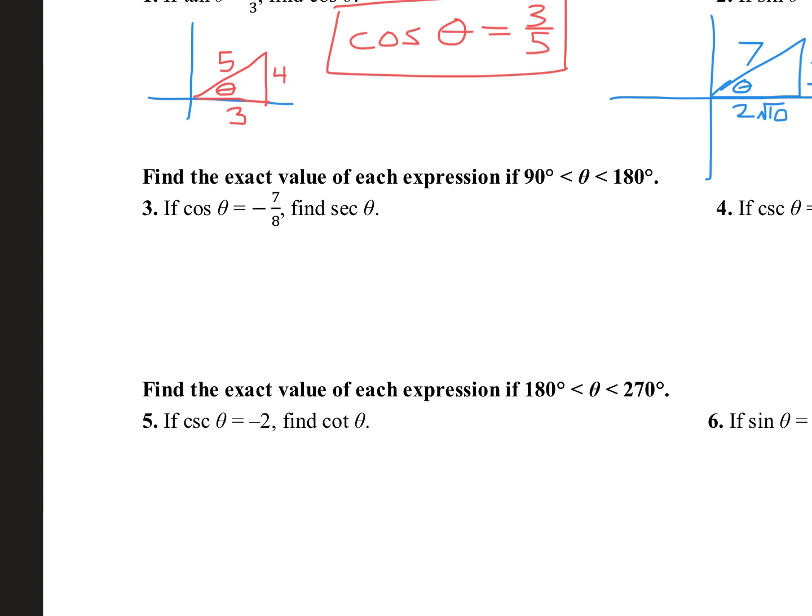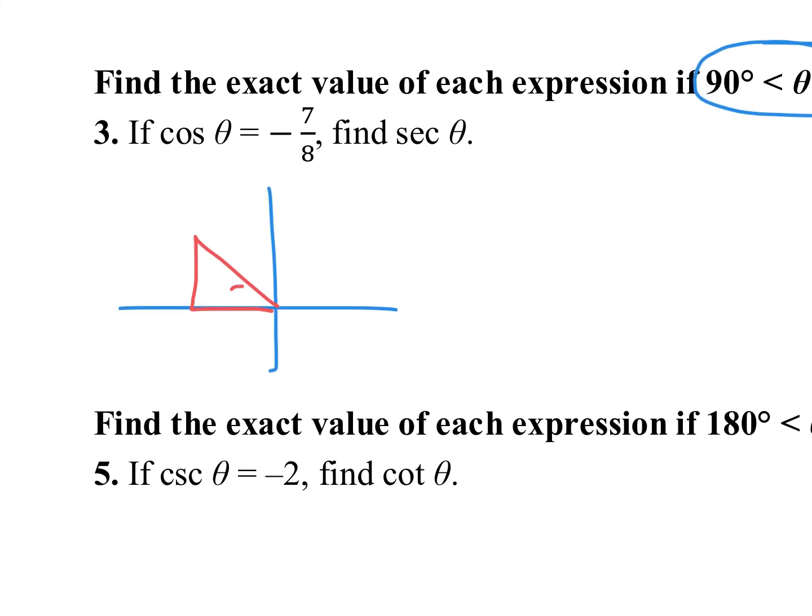Now they're telling us we are in quadrant 2, so I'm going to draw a quadrant 2 triangle. Make sure you use the x-axis and you never use the y-axis. Cosine is adjacent over hypotenuse. You could put 7 because length can't be negative, but I like putting the negative. Hypotenuse is 8.